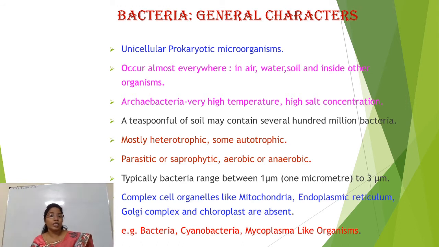The well-known examples of prokaryotes are bacteria, cyanobacteria, and mycoplasma-like organisms. Cyanobacteria are also called blue-green algae, and mycoplasma-like organisms are shortly called MLO. MLO cause a disease called little leaf of brinjal. So these are certain general characters of prokaryotes.